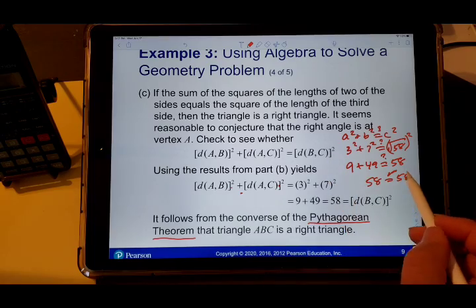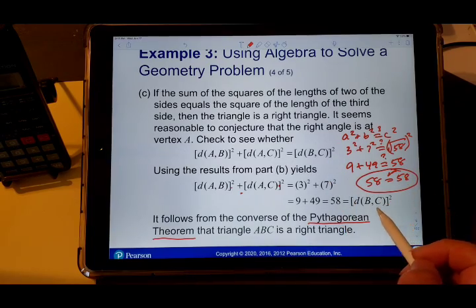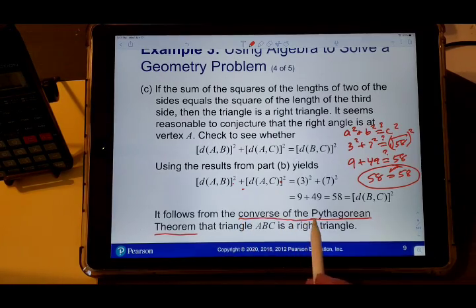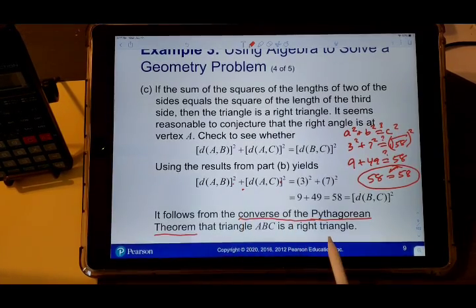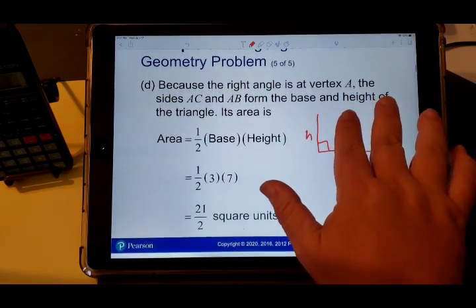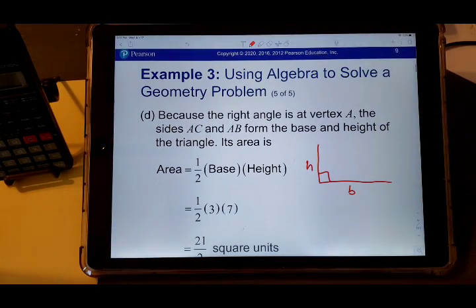C squared. And that means it's a right triangle. So it follows, by the official name, the converse of the Pythagorean theorem, that it's a right triangle. That was a little bit of geometry we just used there. All right, I said this was a long problem.